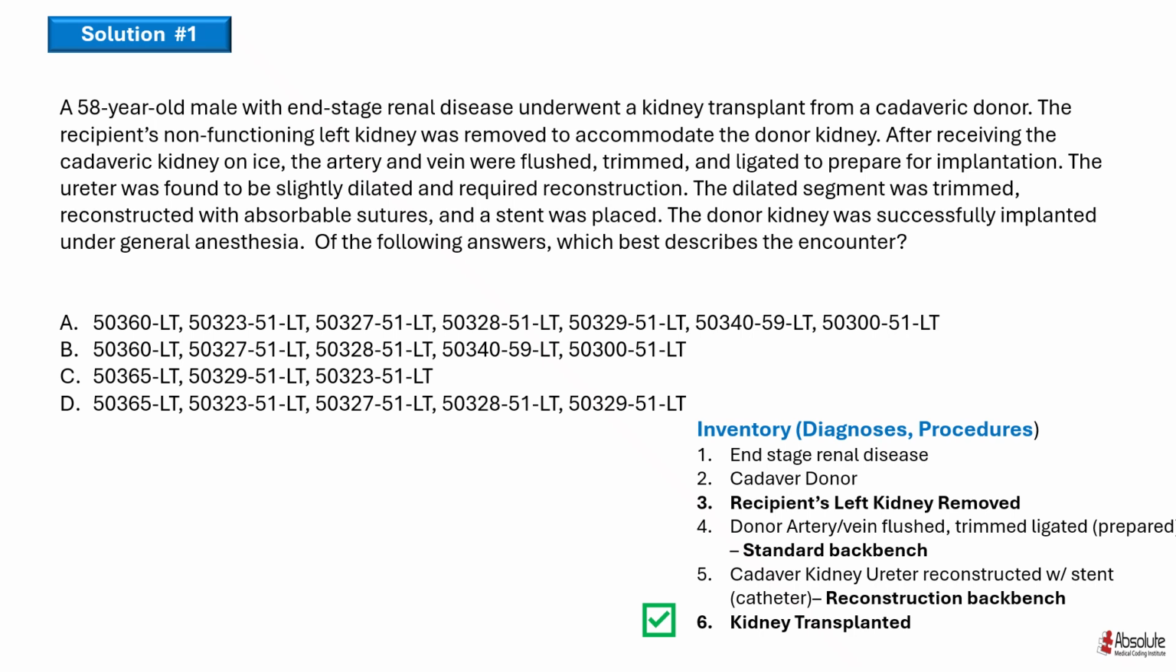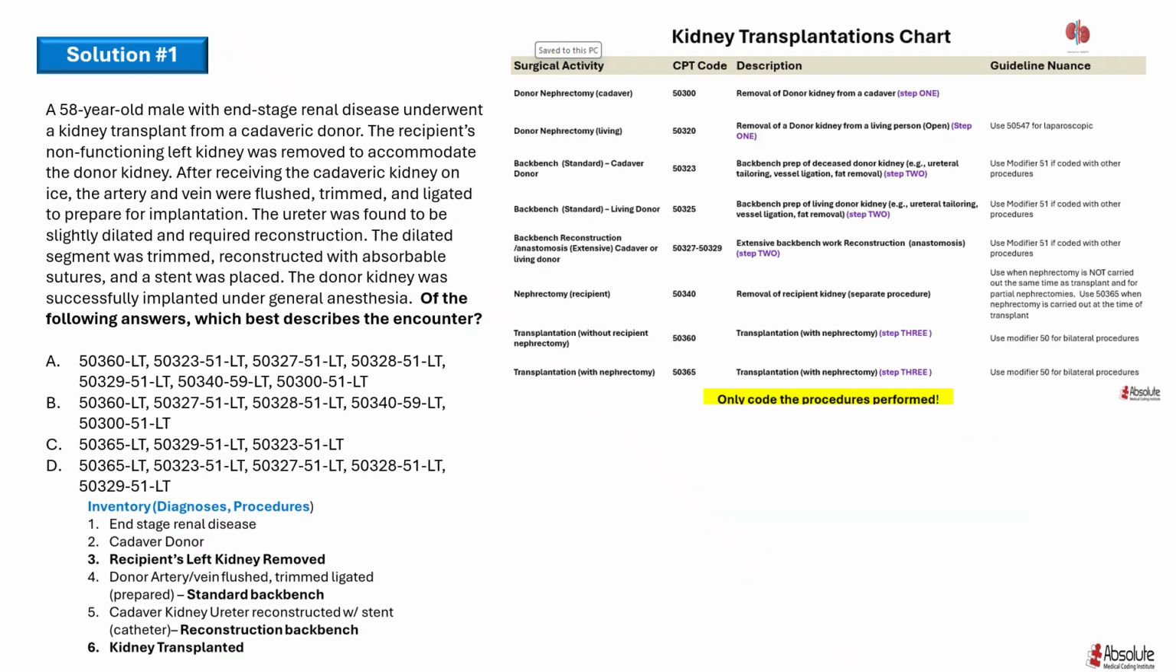First, I'm going to solve it using the little chart because that's my training wheels. This is a lot of stuff. I need some help. Now we have our kidney transplantations chart here. We've got our inventory here. What I need to focus on is what took place. We're not going to code for any diagnoses, so we're going to get rid of that end-stage renal disease. We're not going to be coding for cadaver donor per se. We're going to reference cadaver donor, but I am going to focus on 3, 4, 5, and 6. I'm going to focus on the recipient nephrectomy, the standard backbench work, the reconstruction backbench work, and the kidney transplant. Let me get rid of this pointer. And 3, 4, 5, and 6 is where I'm going.